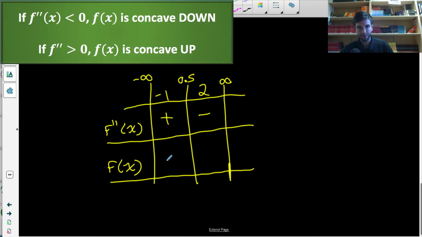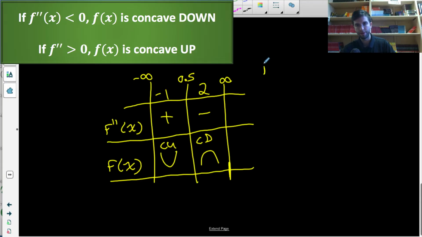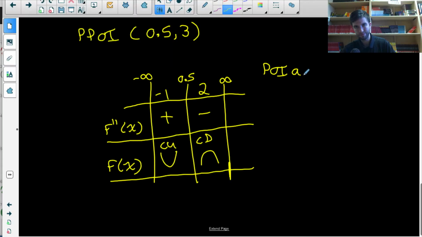So that tells me that the original function is concave up in that interval. It's concave up. And in this interval, from 0.5 to infinity, the function is concave down. So it switches from being concave up to concave down at this point, (0.5, 3). So what we have right there is a point of inflection at (0.5, 3). We just verified that by seeing there's a switch in concavity.